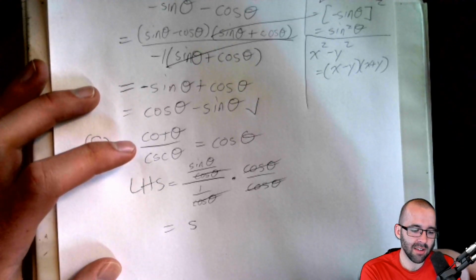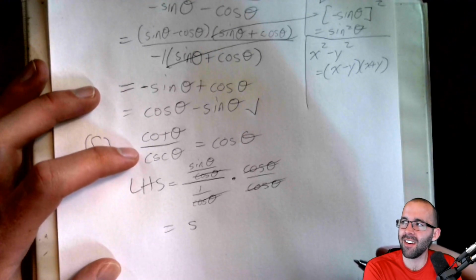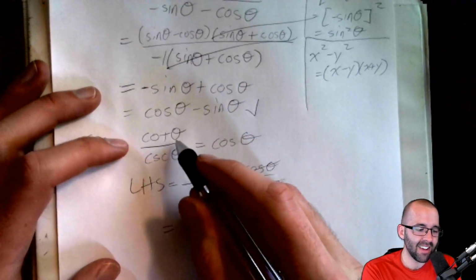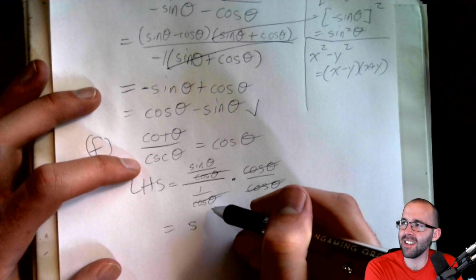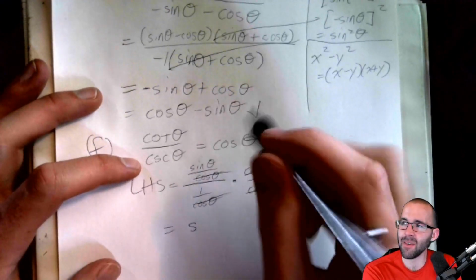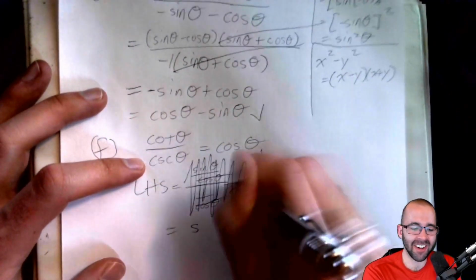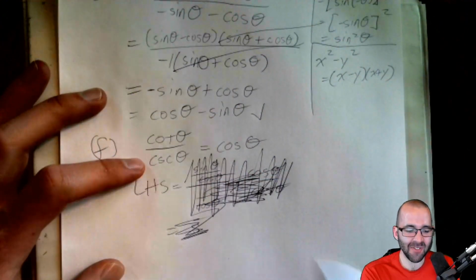Oh dear, I made a grievous error. Anyone see my grievous error? Cotangent is not sine over cosine. Cosecant's not 1 over cosine. We did the wrong first step. Just testing all of you, okay?